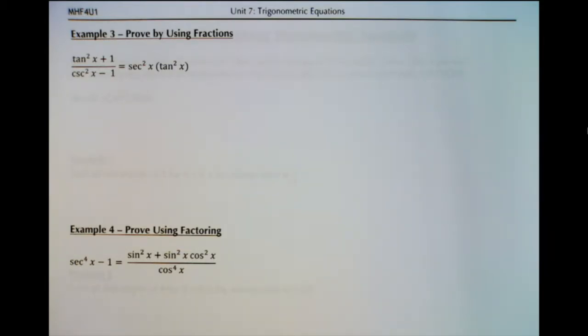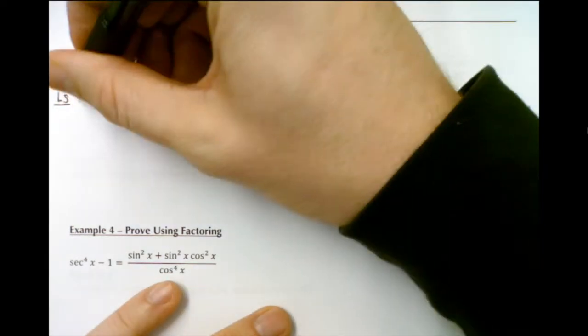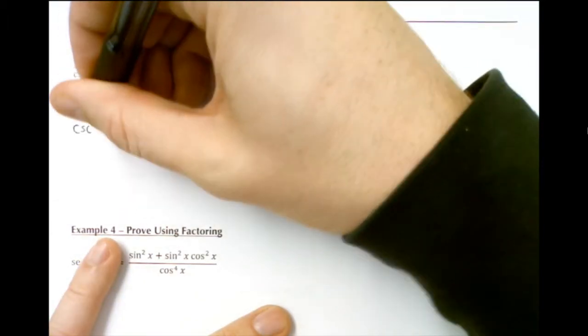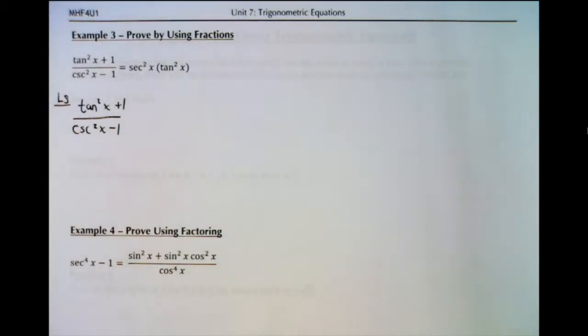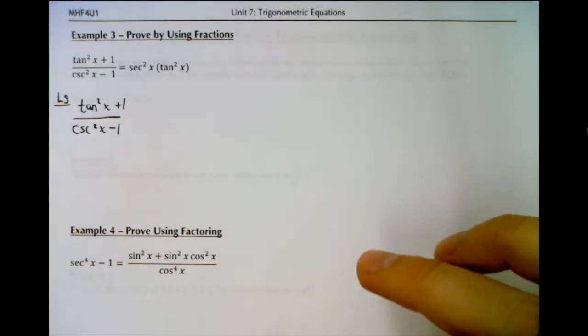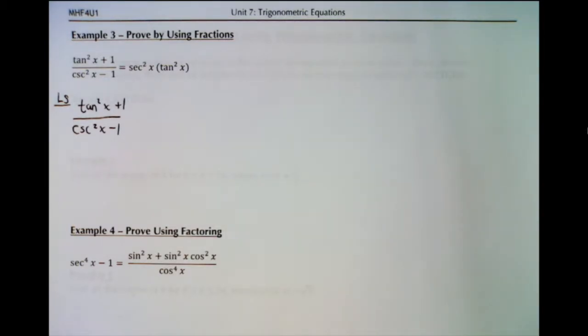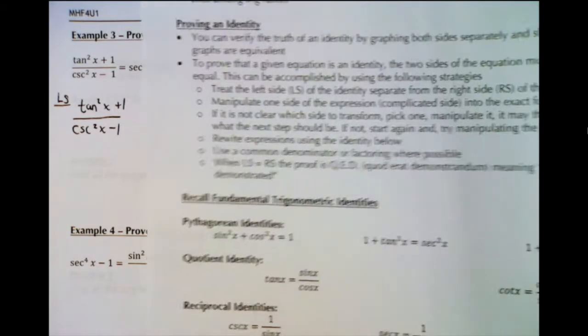We're going to start with the left side of our identity. The left side of our identity is this fraction here that we're going to work with: tan squared x plus 1 over cosecant squared x minus 1. In order to work with this left side, we need to have some familiarity with the Pythagorean identity. So I'm going to put that up here real quick.